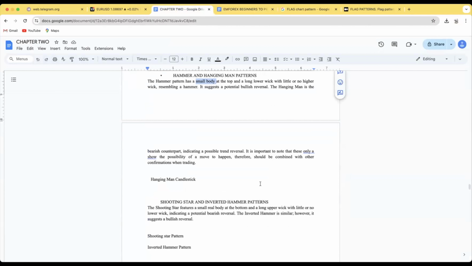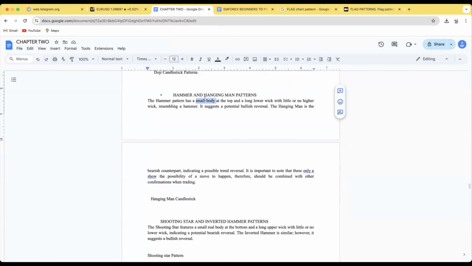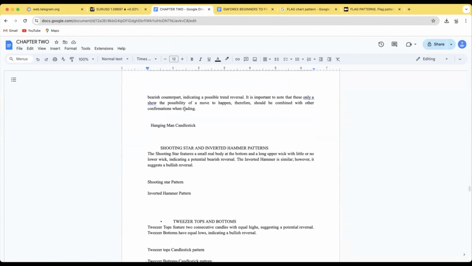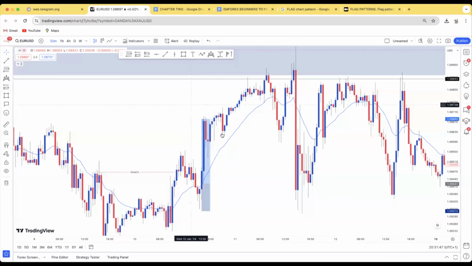We're looking at the hammer, and we identified the psychology behind the hammer. It has a smaller body with a lower wick and little to no highs at all. And then we have the shooting star and inverted hammer. The shooting star features a small real body at the bottom and a long upper wick with little or no lower wick, indicating a potential bearish reversal. Inverted hammer is similar, however, it suggests a bullish reversal. So inverted hammer and shooting star are similar.